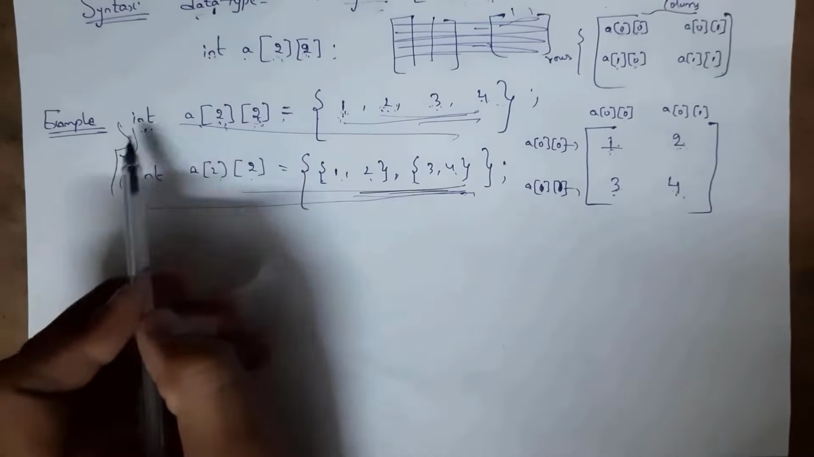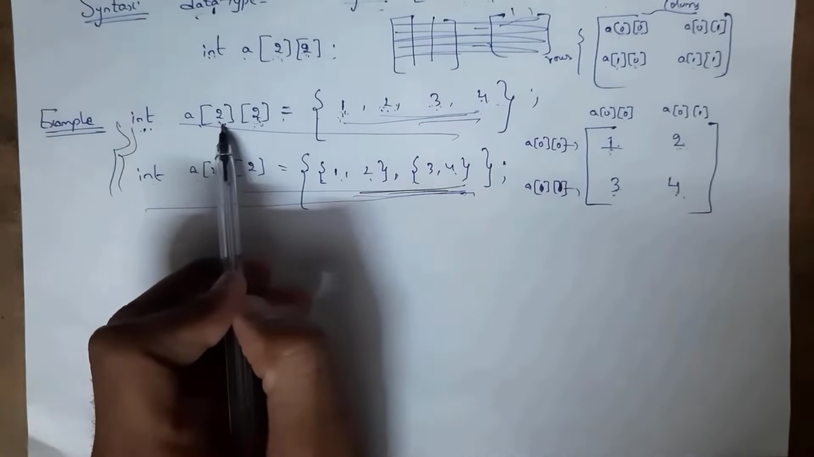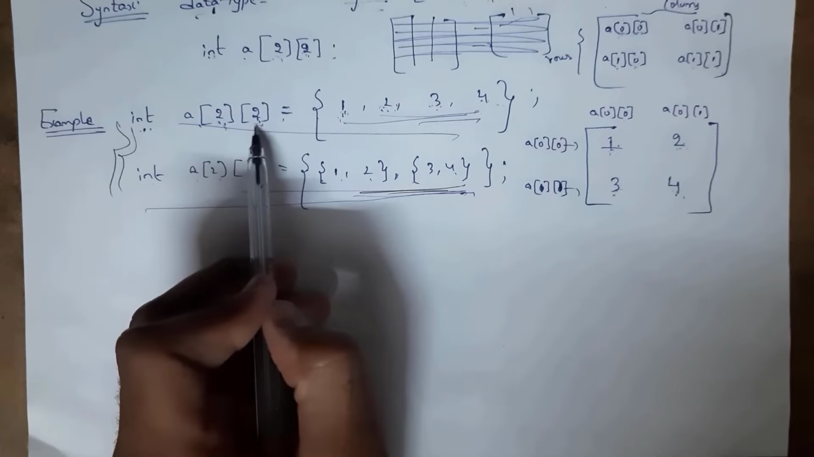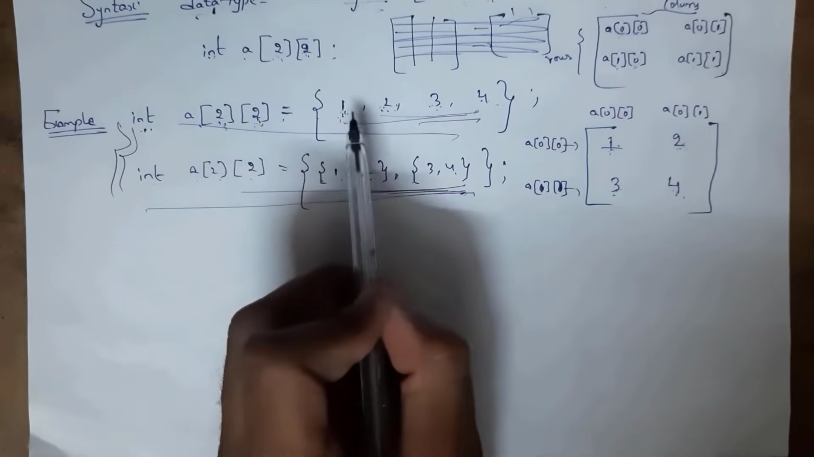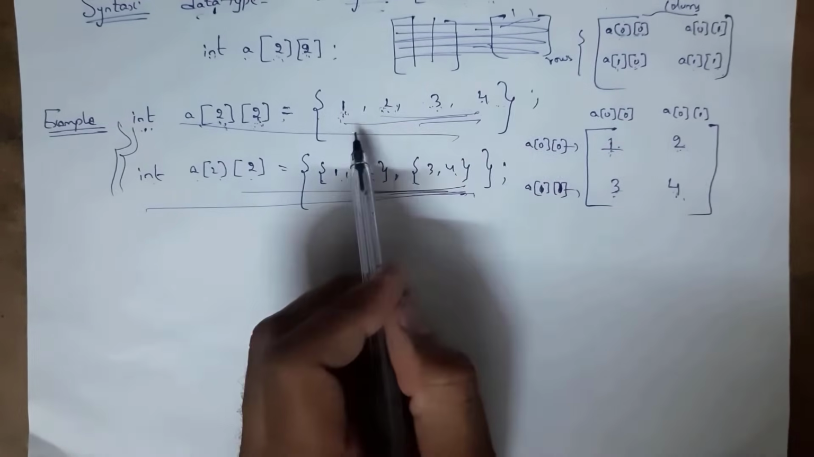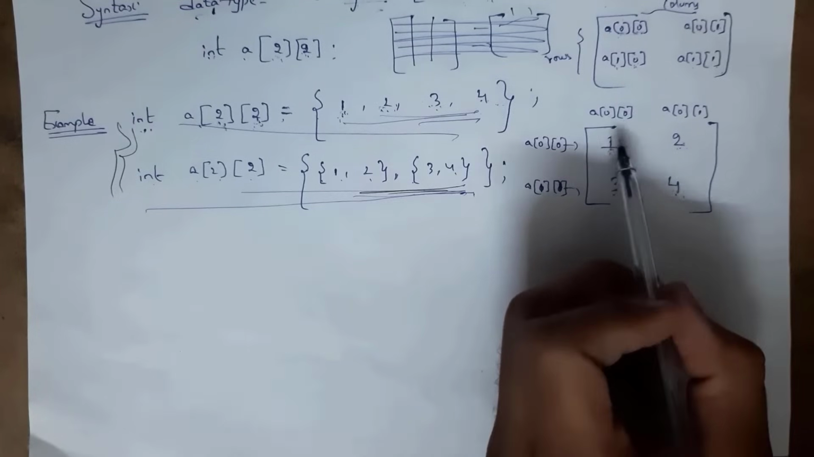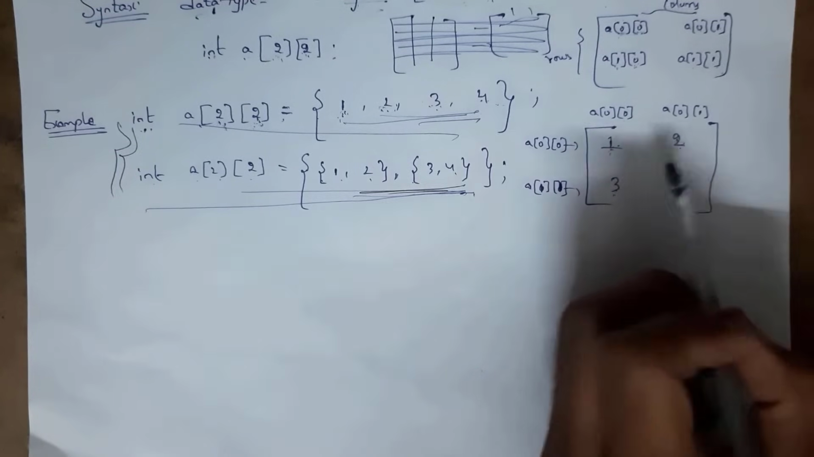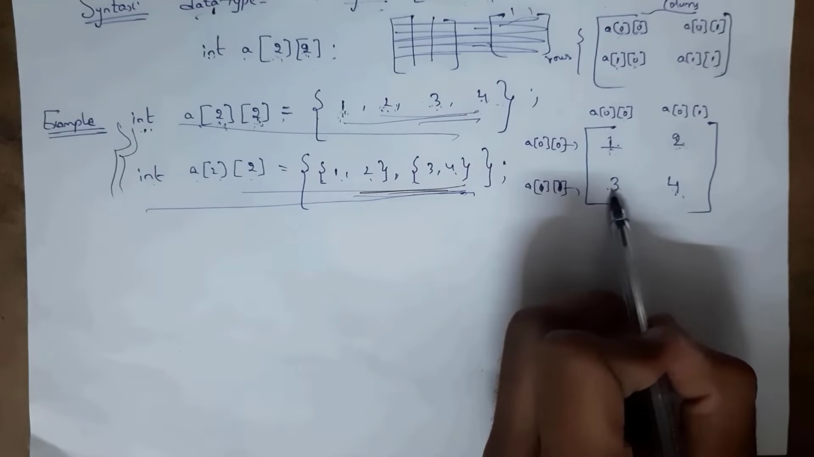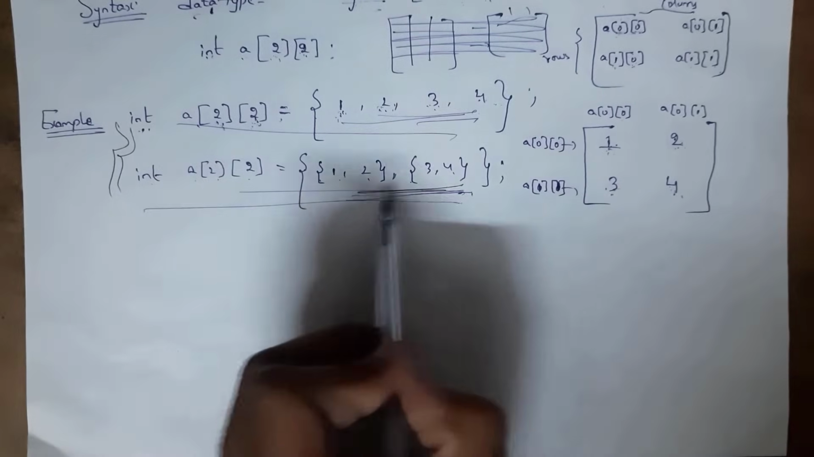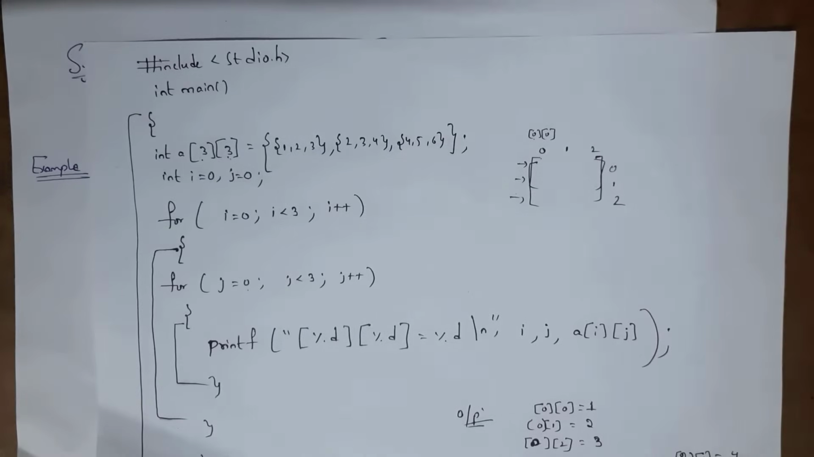In this example I took a of 2 into 2, that means it will create 2 rows and 2 columns. 2 into 2 means I can store 4 values. So I am declaring 4 values as 1 2 3 4. Whenever I declare this, it will create 4 storage locations, that is 1 is stored in first row first column, 2 is stored in first row second column, 3 is stored in second row first column and 4 is stored in second row second column. You can also declare like this, both are same. This is an example of two dimensional array.